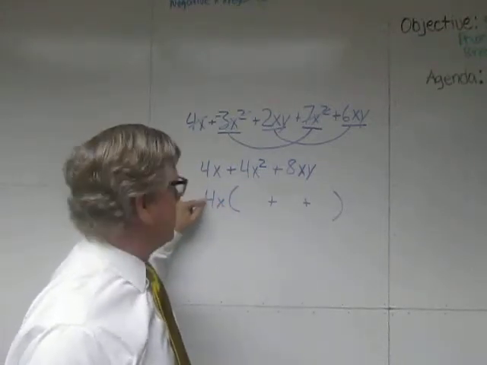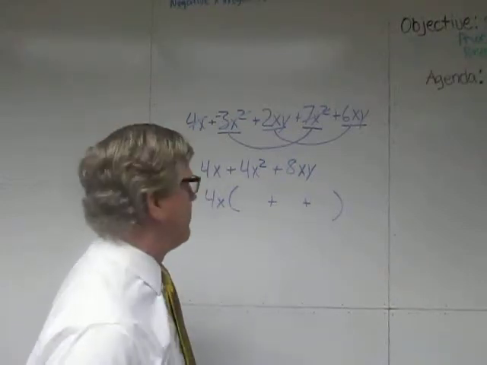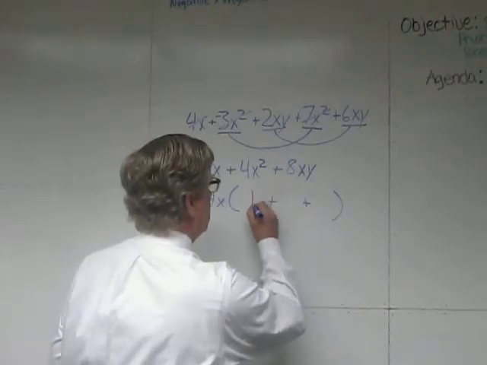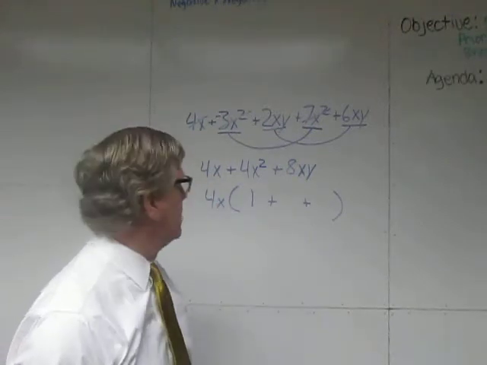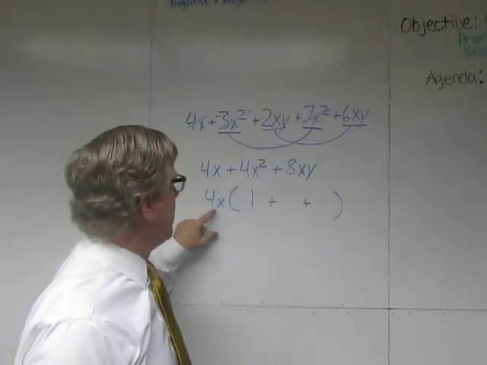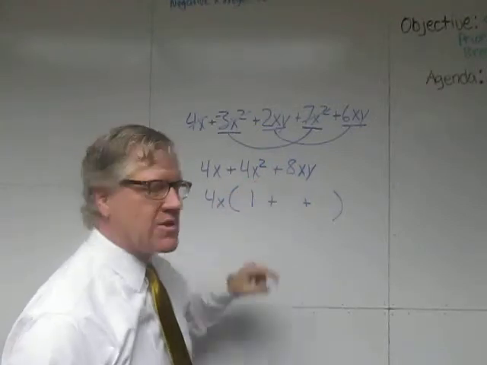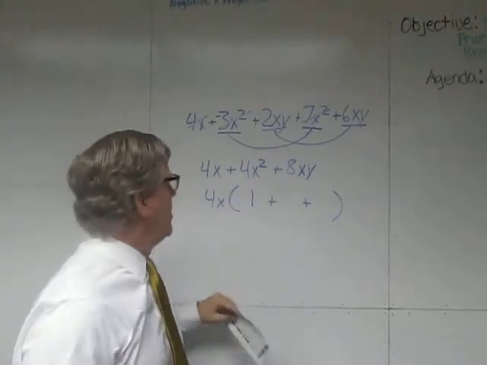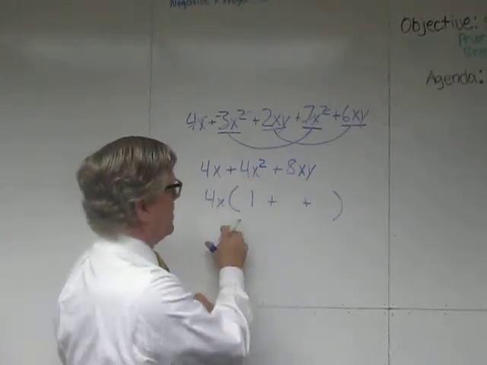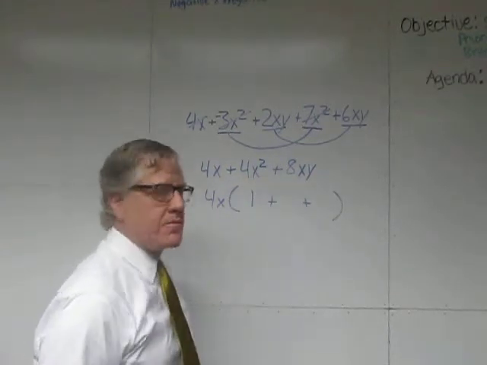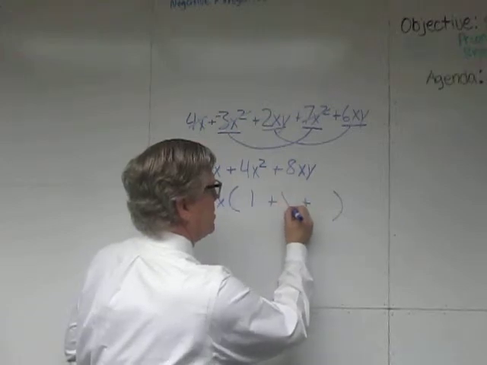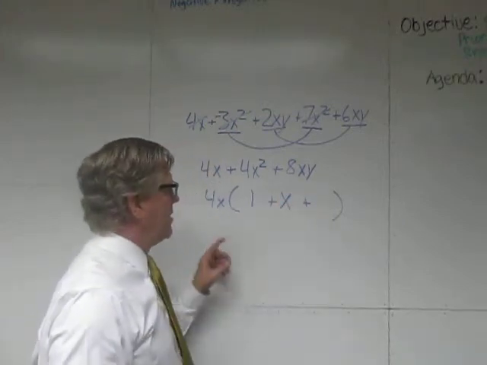Now, 4x times what equals 4x? 4x times 1. Doesn't it? 4x times 1 equals 4x. Okay? Now, 4x times what equals 4x squared? We know 4 times 1 is 4, x times 1 is x, but we still have an x here, don't we? What if we go like this? We put an x right here.